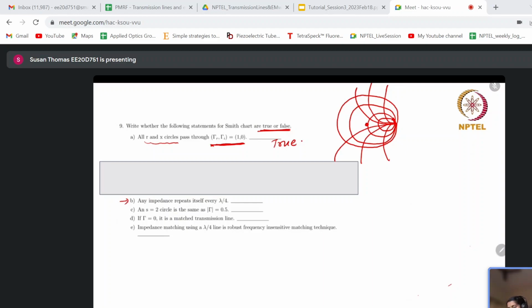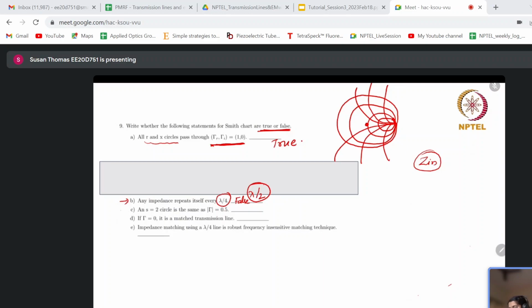Now question B. Any impedance repeats itself every lambda by 4. So every quarter wavelength, whether the impedance repeats or not. If you have looked at the video lectures on input impedance, you have understood that every impedance repeats itself every half wavelength. So this is a false statement.